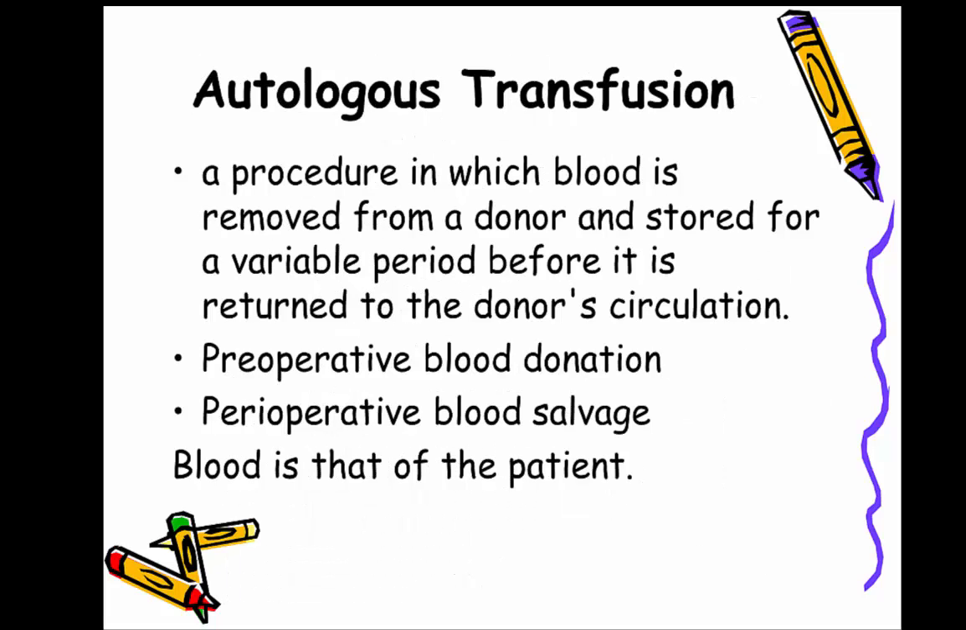Autologous transfusion is a procedure in which blood is removed from a donor. It's stored for a variable period of time, and then the donor is the recipient of the blood. Sometimes for preoperative blood donation, sometimes during surgery, we can save blood and give it back to the patient. We have to remember that the blood is that of the patient.